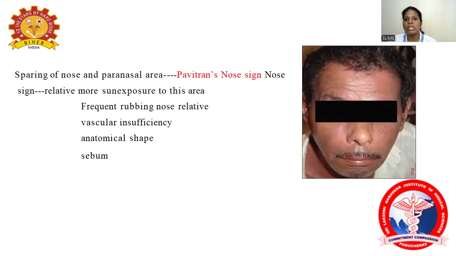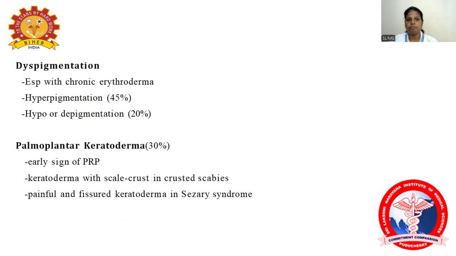There is a sign known as Pavitran's nose sign, where the condition is spared over the nose because of more sun exposure to this area, frequent rubbing of the nose, vascular insufficiency, anatomical shape and sebum. There can also be pigmentation, mainly hyperpigmentation.